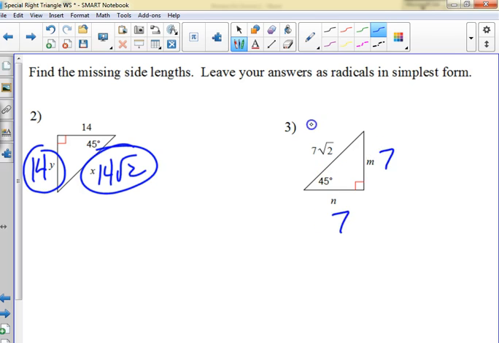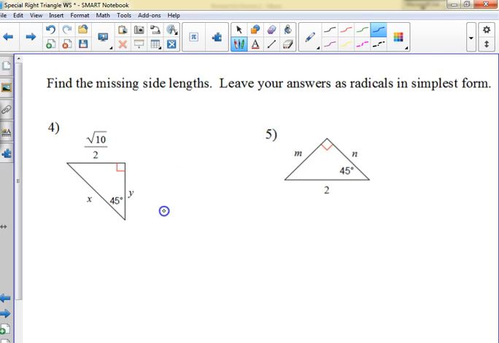We good? Because this is, we divide a square root of 2 off each one. That means the legs are each 7. That's supposed to be an L. I don't know what it is. Doesn't look like an L. All right. Now we're into not so easy land. But if this leg is this, what's this leg? Same thing.